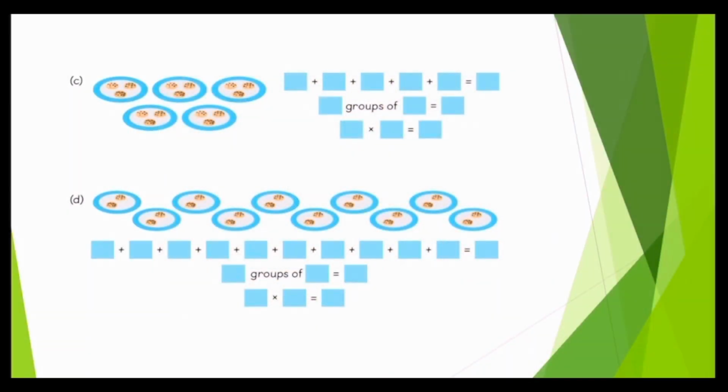So now I would like you to pause the video and look at questions C and D and see if you can work out the answers. So do the repeated addition first, then work out how many groups are there and how many are in each group. Then you'll be able to do the multiplication.